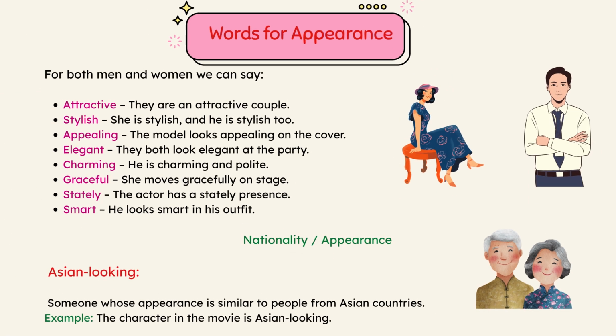Some words can be used for both men and women. Attractive, they are an attractive couple. Stylish, she is stylish, and he is stylish too. Appealing, the model looks appealing on the cover. Elegant, they both look elegant at the party. Charming, he is charming and polite.